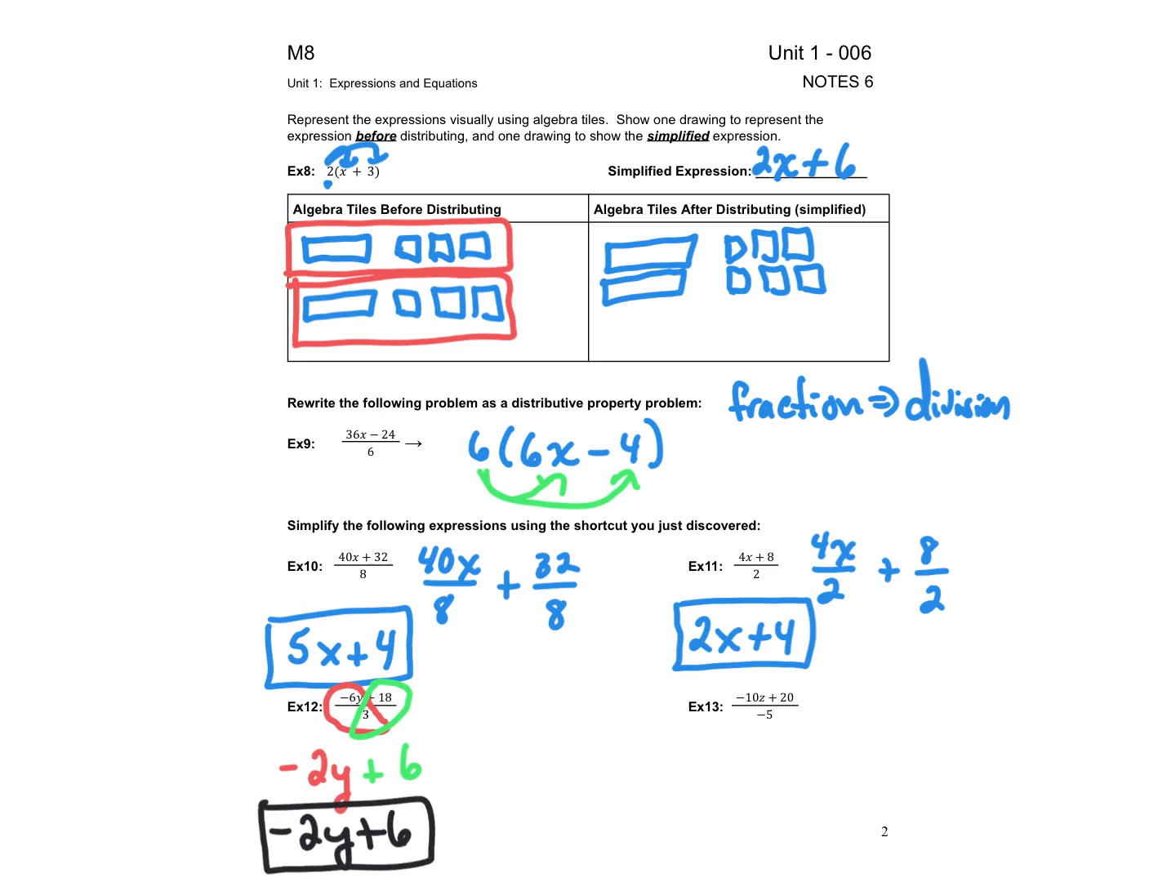So I can do the bean method again here, all right? Negative 10z divided by negative 5 is 2z. And then 20 divided by negative 5 is negative 4. I'm just going to write that out. So that is 2z minus 4.